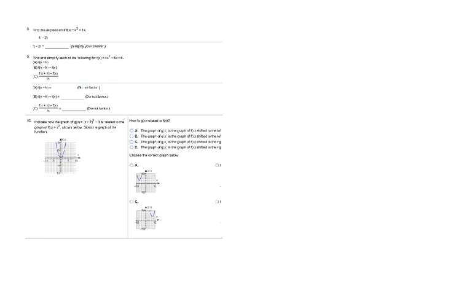Okay, number 10 says to indicate how the graph of g of x equal to x plus 7 quantity squared minus 3 is related to the graph f of x equals x squared shown below. Sketch a graph of the function. Okay, so here we have number 10, and we want to indicate how g of x, which is x plus 7 quantity squared minus 3, is related to f of x, which is equal to x squared.